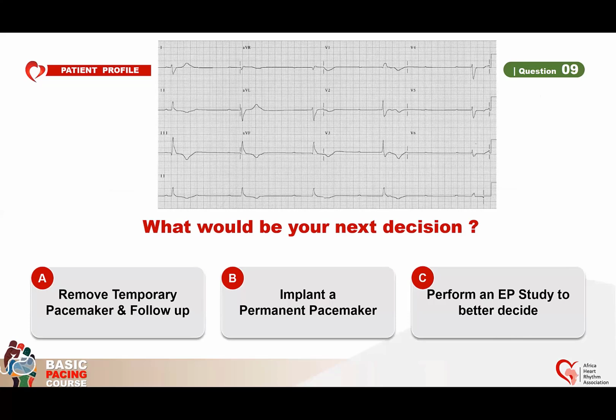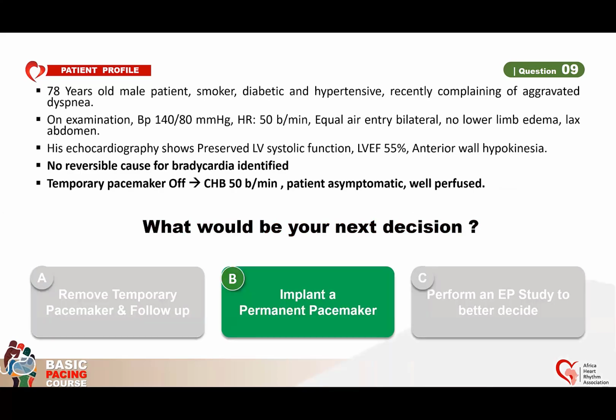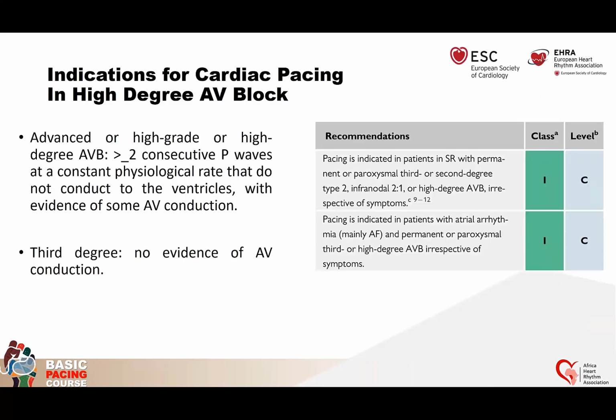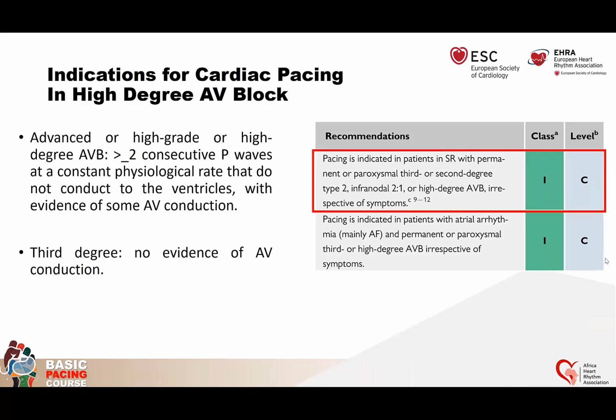And the next appropriate decision would be, this is the ECG of the patient now. You see the complete heart block. So implant a permanent pacemaker. And as we said, our example is a patient with persistent bradycardia with a high grade or complete heart block. And these patients are indicated for permanent pacemaker implantation, irrespective of their symptoms. Irrespective of their symptoms.